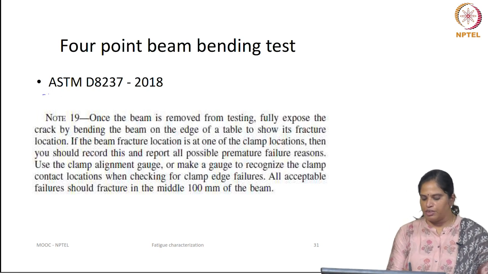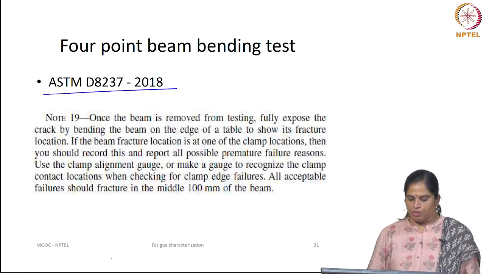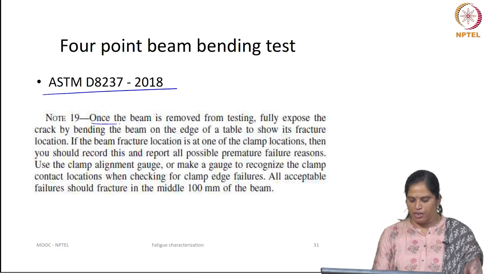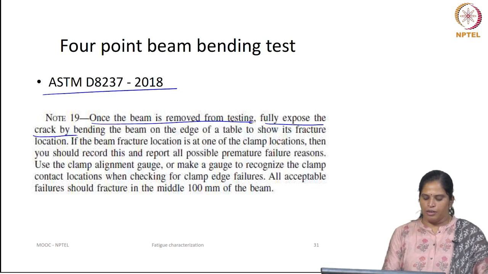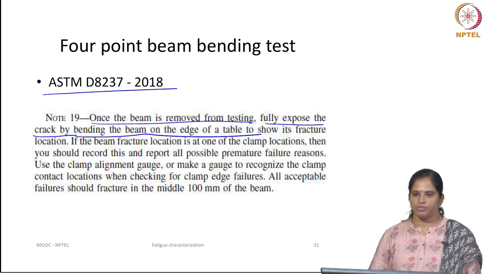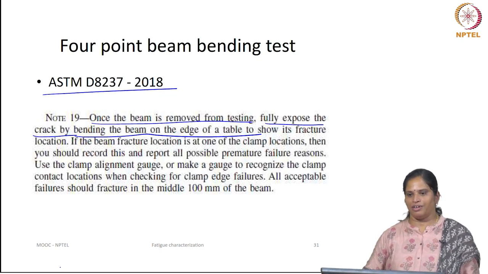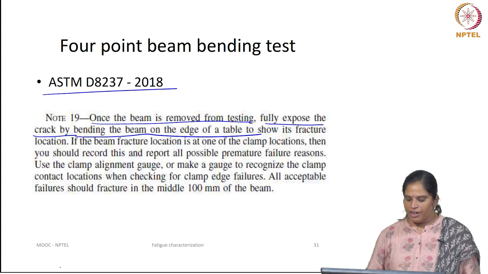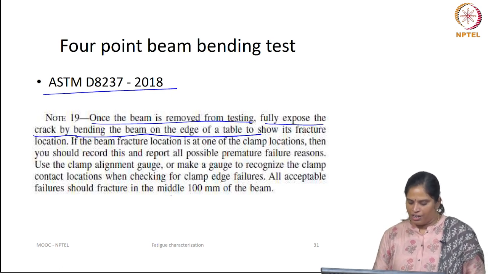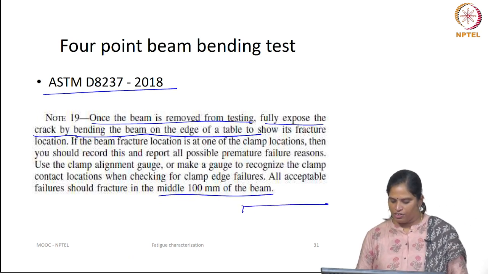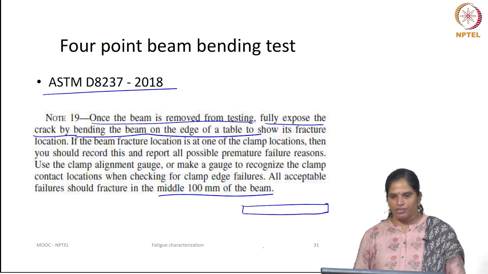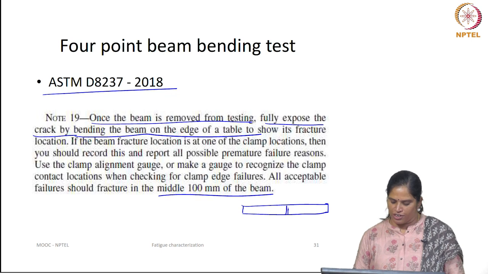Now, if you read the ASTM D8237 code, after testing, once the beam is removed from the testing, you need to check for the crack pattern. So, fully expose the crack by bending the beam on the edge of a table. If you do that, you can see the damage in the beam, and the damage has to be in the middle 100 mm of the beam. So the position of the damage, when you take a sample and bend it, you have to see a crack after testing, should be in the middle 100 mm of the sample.